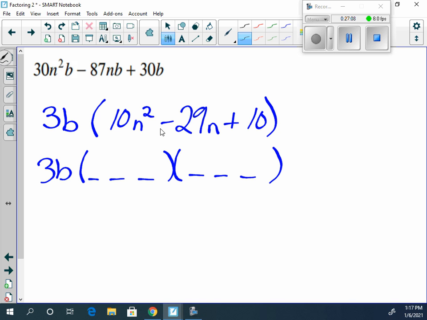So after we set this up, we're going to find the what? The signs. Since the 10 is positive, the signs are the same and they match the sign of the middle term, which is going to be negative and negative. And now we look at the factors. Well, the factors of n squared are going to be n and n.